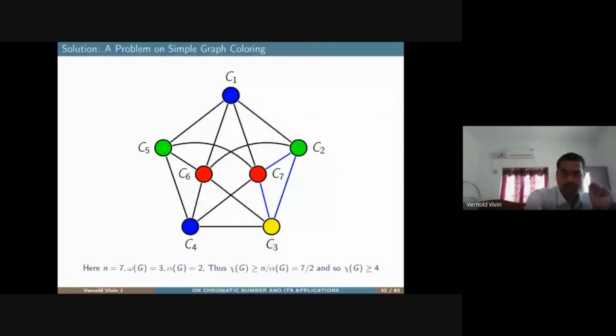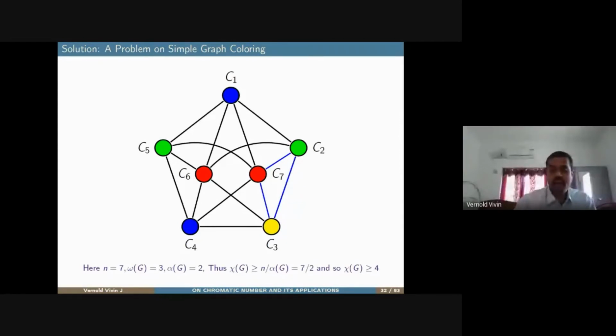Suppose you take C5 and C2, they are non-adjacent. So you can go by C2, C5. Otherwise, you can also go by C6 and C7, these two. If you take this group, they are non-adjacent. So that will be true. Then accordingly, n by alpha, 7 by 2, will give you 3.5, so the chromatic number is greater than or equal to 3.5, which is 4. So we can schedule these 7 classes in 4 periods.